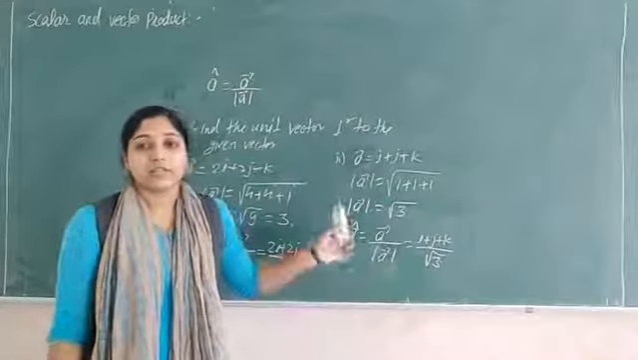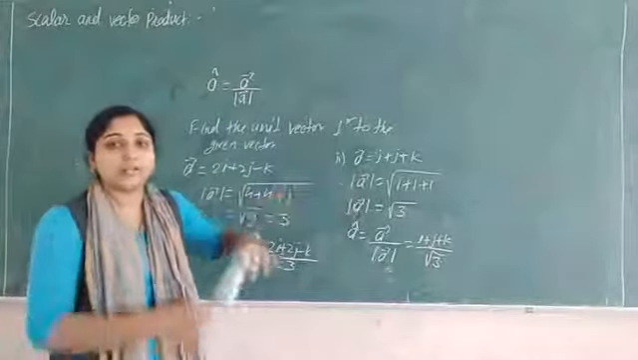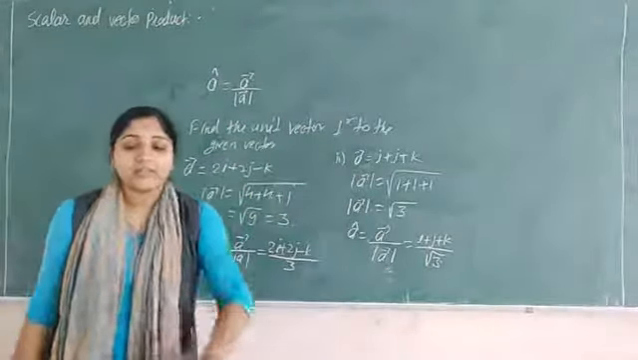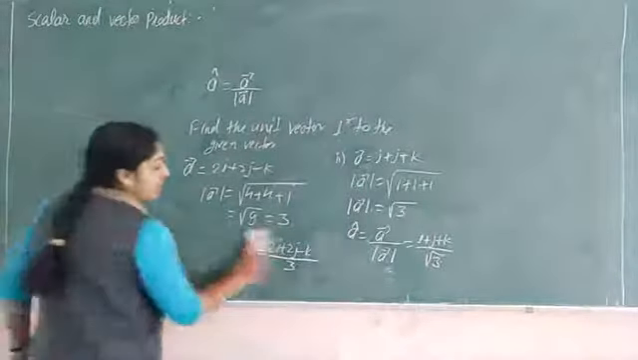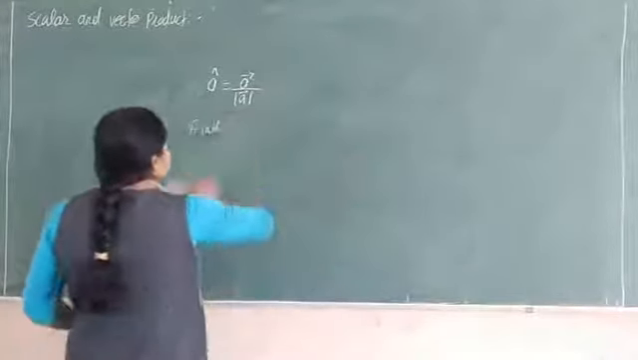Okay, so they can ask the question for 2 marks: find the value of the unit vector perpendicular to any given vector. So here this is the first and this is the second. Similarly, we have one more example, and I will give the PDF of that. So this is about how to find the unit vector.